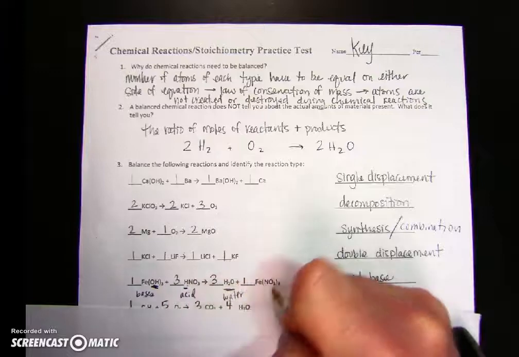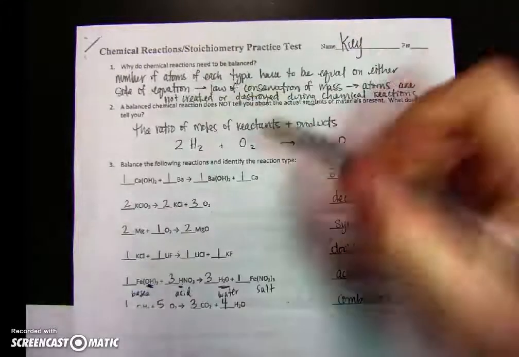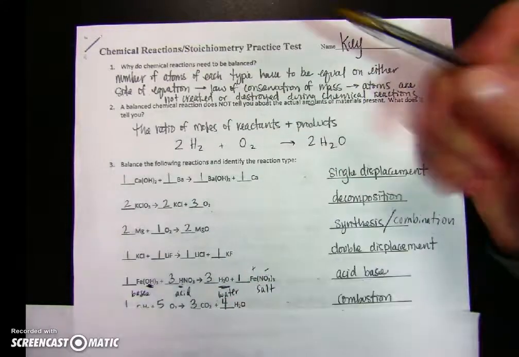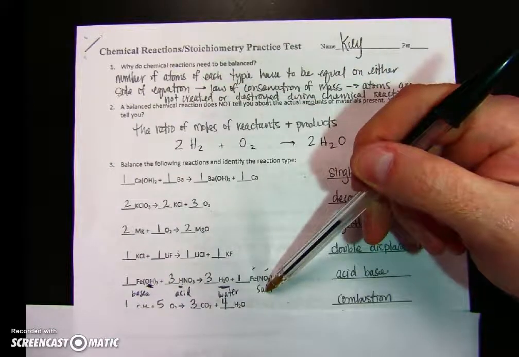Water and a salt are produced. A salt is something made of positive and negative ions. Another word for a salt is an ionic compound.